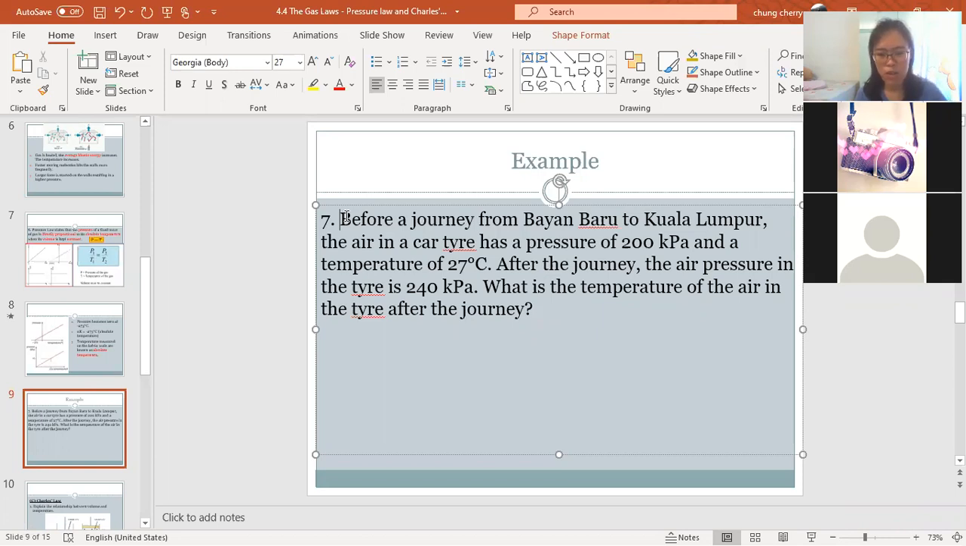I want the temperature measured in degrees Celsius. Teacher, it's troublesome to change into Kelvin. But you are correct, you must change it into Kelvin first. Why? Because in the pressure law you must use temperature measured in Kelvin. Then only you will get the correct answer. P1 over T1.